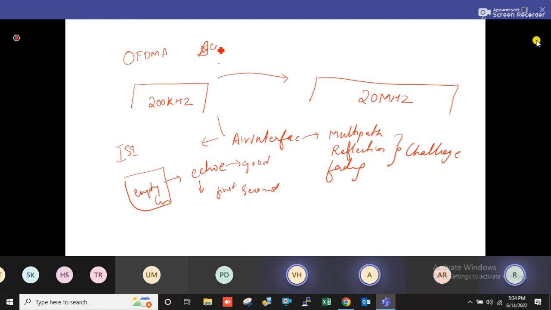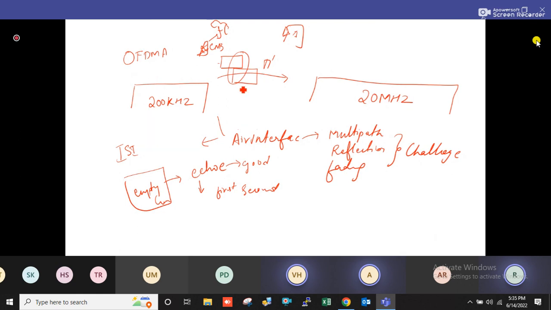Whenever there is an eNodeB here and a mobile, there are buildings here, there might be some tree here. So there might be a lot of reflection, a lot of fading, and this will create a phenomenon called inter-symbol interference. That means, this is what I was talking about, that the first word will interfere with the second word, right? And this will create an interference called ISI, which is inter-symbol interference.